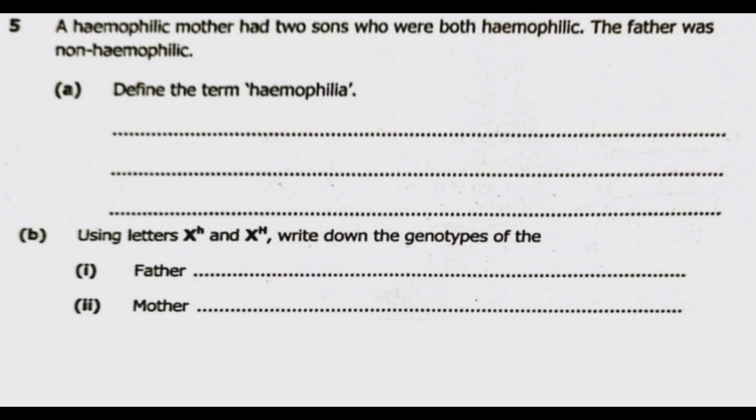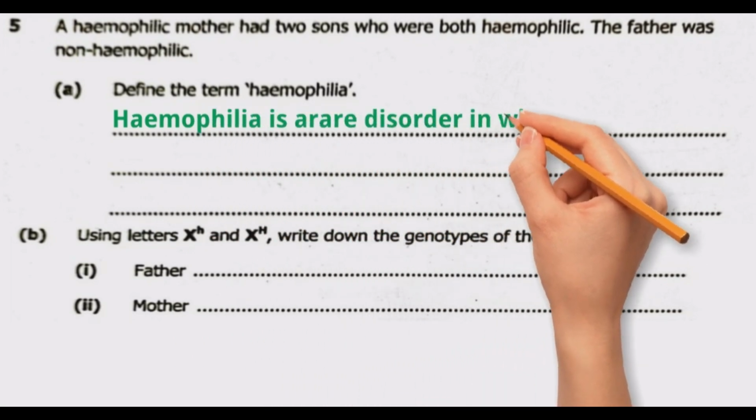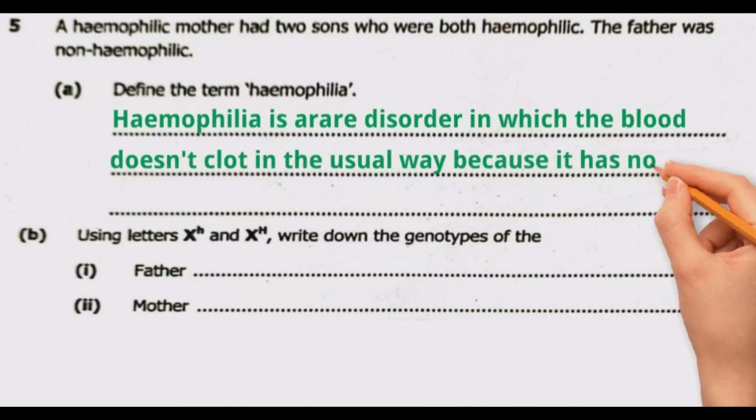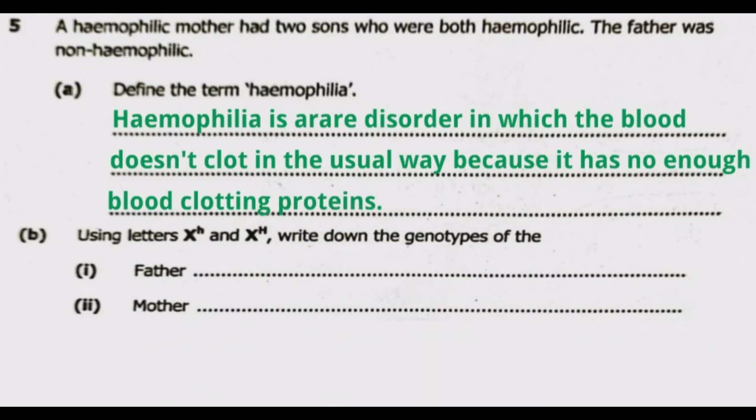Question 5a. Define the term hemophilia. Hemophilia is a rare disorder in which the blood doesn't clot in the usual way because it has not enough blood clotting proteins. Blood clotting proteins are also called factor 8. So when the blood has little or no blood clotting proteins, it will have difficulties in clotting. So the mother had a problem with blood clotting.